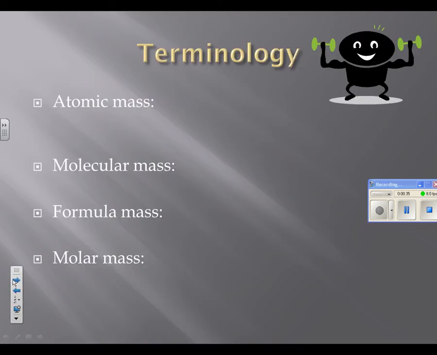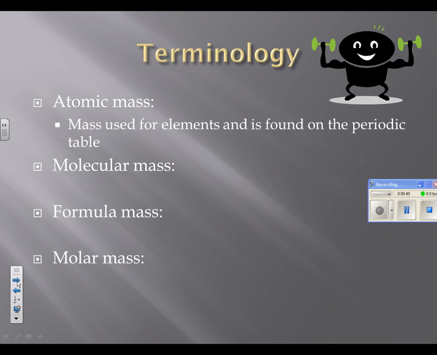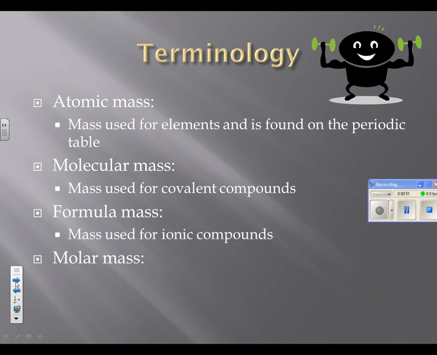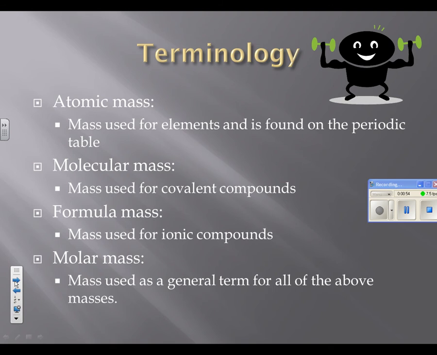So the first thing we need to do is cover some basic vocabulary words. Atomic mass, you've dealt with this one before. It's the mass used for elements. It's down the periodic table. You're going to be using the atomic mass a lot with these calculations. Second one, molecular mass, is mass used for covalent compounds, which means formula mass will be for ionic compounds. And molar mass is a general umbrella term we use for all of these. Something that you should already be aware of: covalent is molecular, ionic is formula. Those are two big similarities that you're going to have to be familiar with because you're going to be going back and forth with those vocabulary terms a lot.